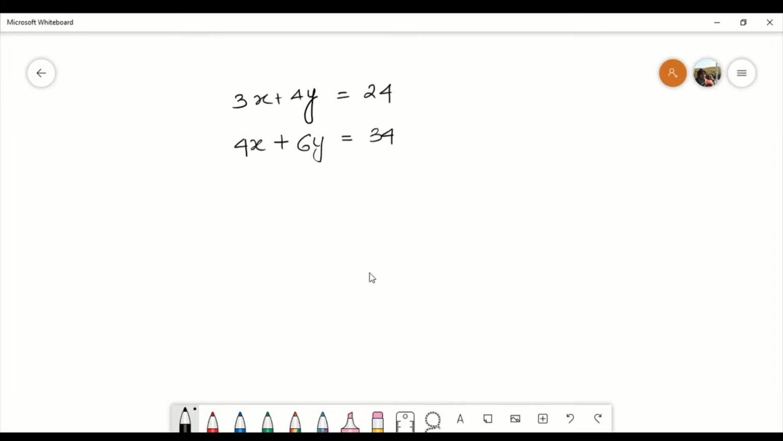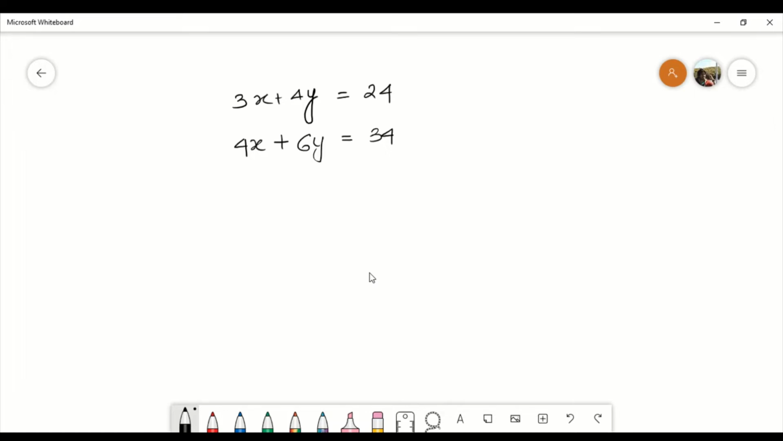Now we have two equations, one for Robin and one for Shyam, and now the question requires us to find the price for apple and banana. So how can we find that?